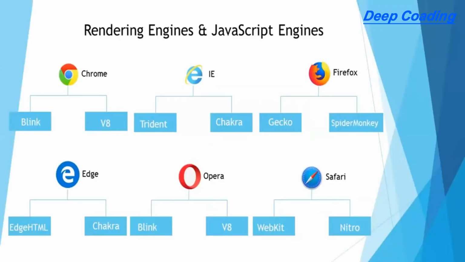Chrome uses an engine called Blink and V8. Internet Explorer uses an engine called Trident and Chakra. Firefox uses the engine called Gecko and Spider Monkey. Edge uses Edge HTML Chakra. Recently, Edge is using an engine called Chromium. And Opera uses Blink and V8, Safari uses WebKit and Nitro. These are all different types of engines.